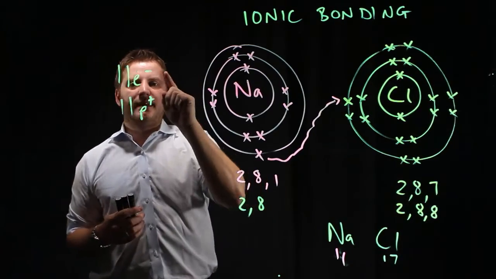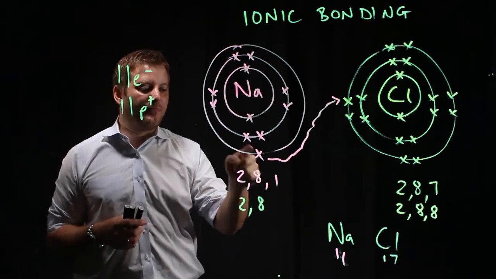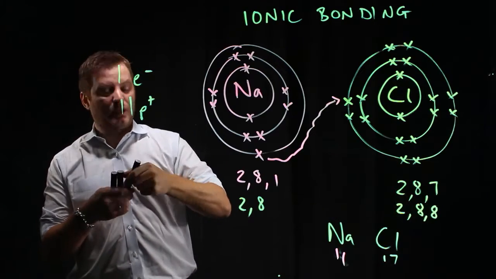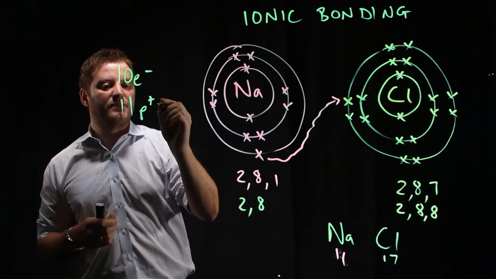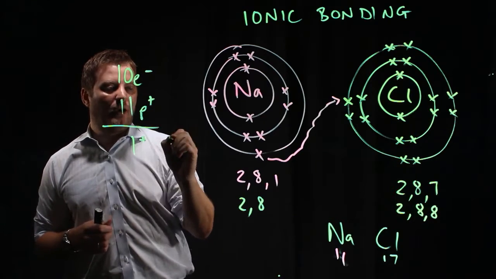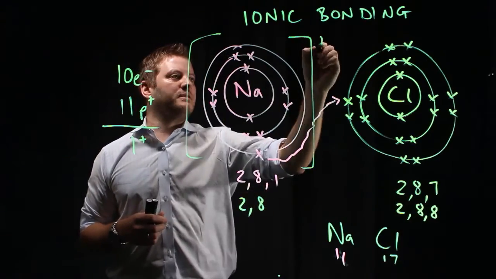So the sodium atom itself has a balanced charge, but when it gives away an electron, it loses that electron to chlorine, which means it's got 10 electrons, which means it's got a net charge of +1. So we can say that sodium has become positively charged.